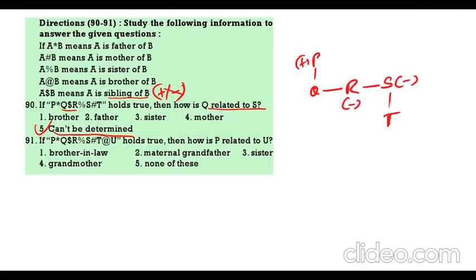Now 91. P star Q dollar R percentage S hash T at for U. Same question, just at for U is different. T at for U. T is the brother of U. How is P related to U? Now see here. P is definitely the grandfather of U, and T's mother is S, S's father is P. So mother's father is called the maternal grandfather. Maternal grandfather. 2 is the correct answer. Next.